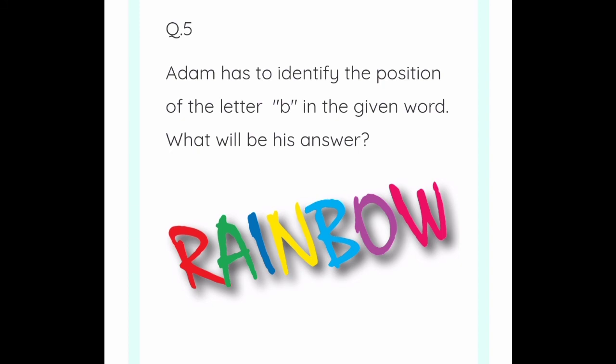Adam has to identify the position of the letter B in the given word. What will be his answer? B in the word rainbow. If you observe, R is 1, A is 2, I is 3, N is 4, B is 5, O is 6 and W is 7. They are asking for the position, that is an ordinal number. Position means it is fifth place, 5th. In superscript you have to write TH.